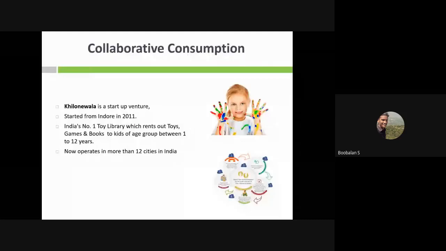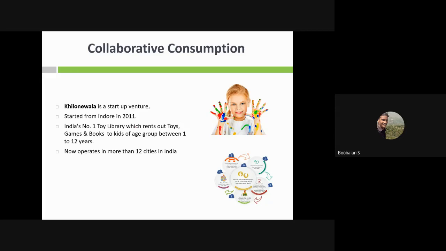And one more company, this is one more thing, right? So, Repair Cafe in Bangalore. And one more company which is now running in India is Kilonwala. This is one more startup company, and they are following the circular economy policy also.